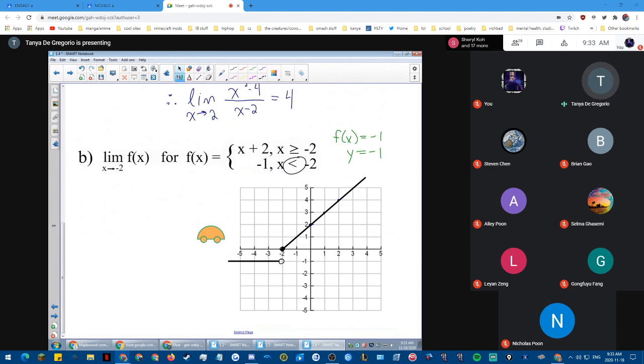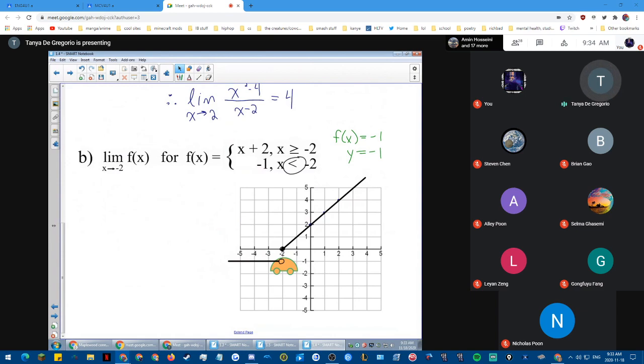Okay. So now, when we look at this, what do you guys think? Is the limit going to exist? No, the limit is not going to exist. You can see that visually because when I approach from the right and when I approach from the left, I don't end up at the same y value. I end up at different places. So I can visually see that this limit does not exist.